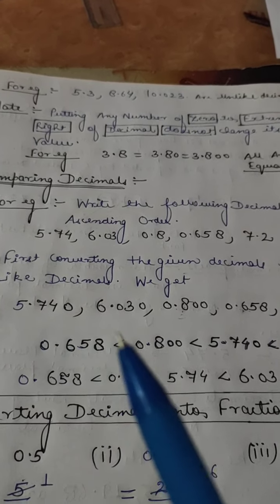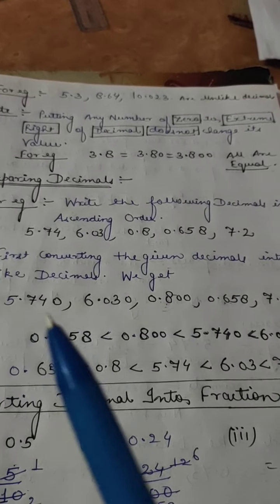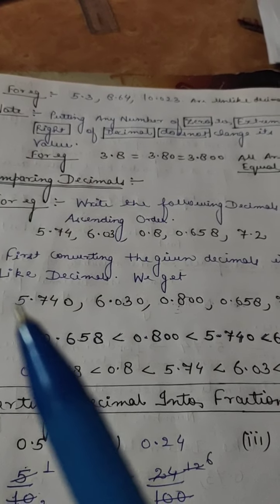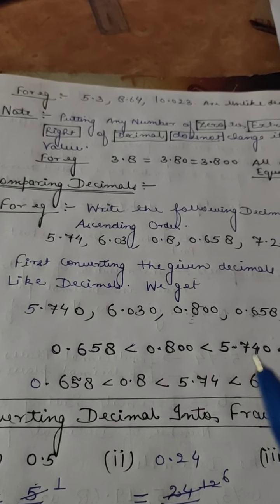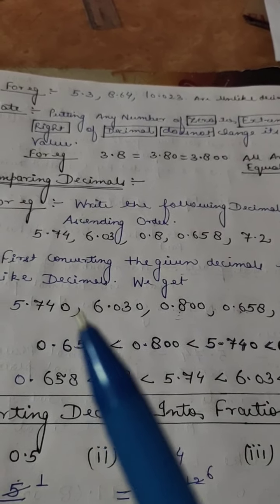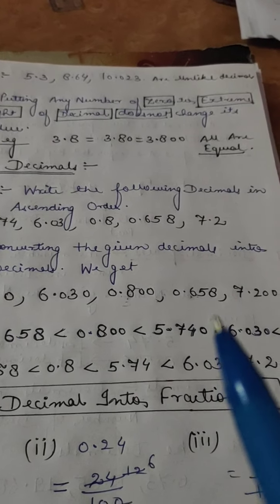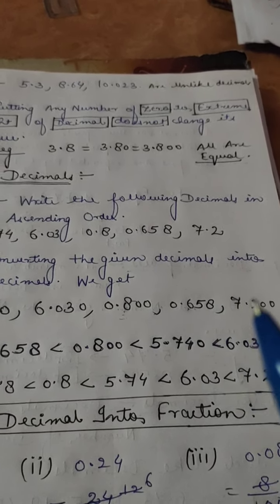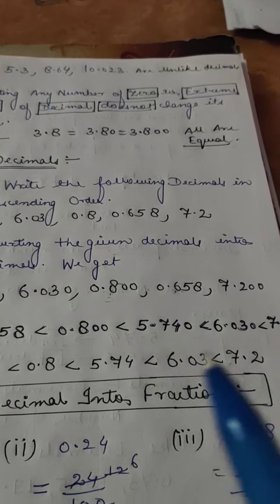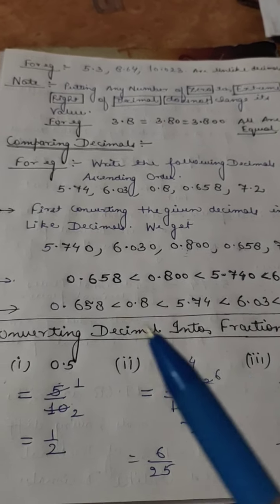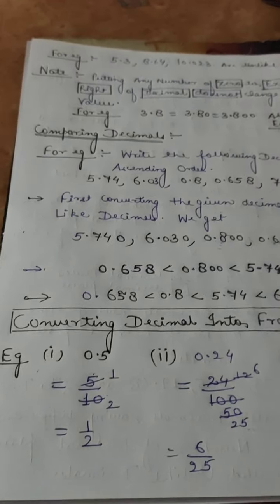So comparing the whole number part, which one is smaller among 5, 6 and 7? Whole number part, 5 is smaller. So 5.740 is written. After that 6.030 is written, and then 7.200 is written. This is the ascending order representation of these decimals.